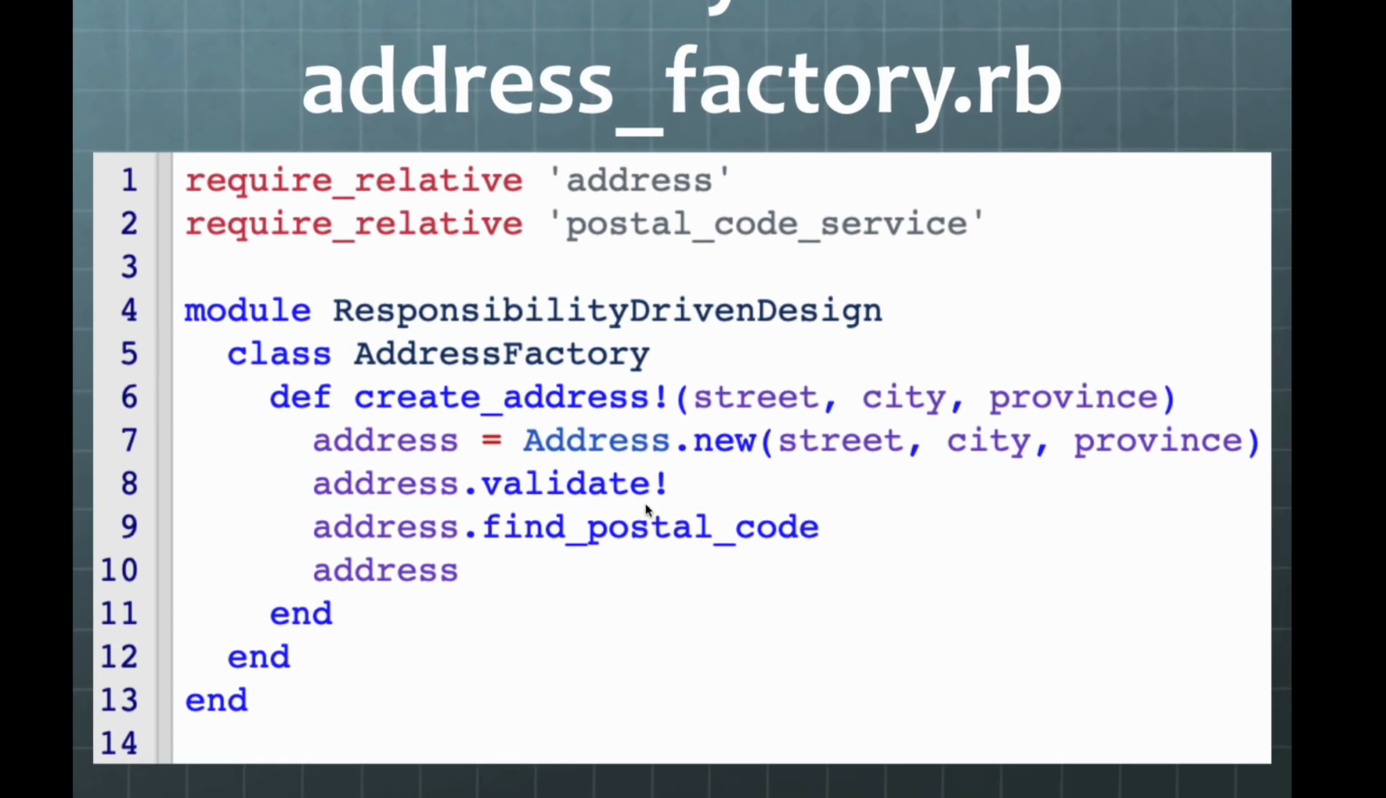The next model is the address factory. It's going to receive those 3 pieces of data. It's going to create an address model. The address model knows how to validate itself, so it's going to invoke validate on it. And then it also knows how to find its own postal code. So it's going to invoke this on it, and then it'll return it.